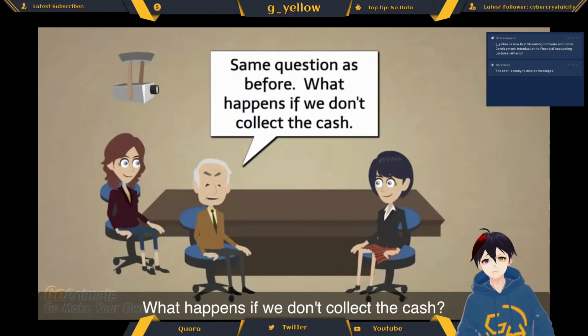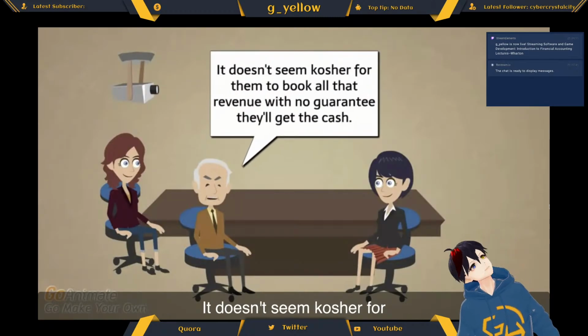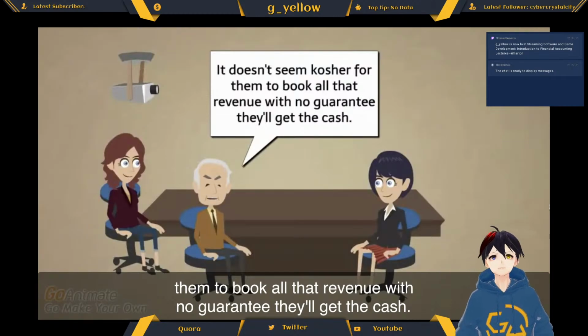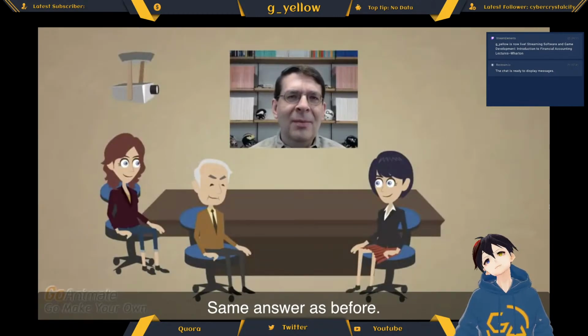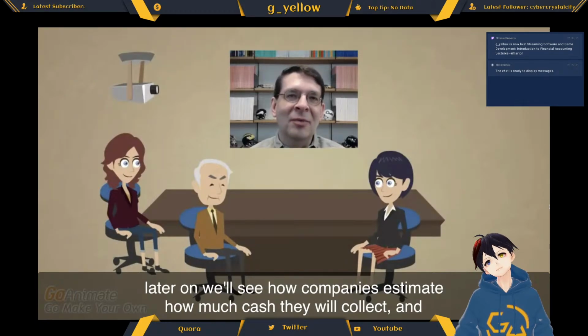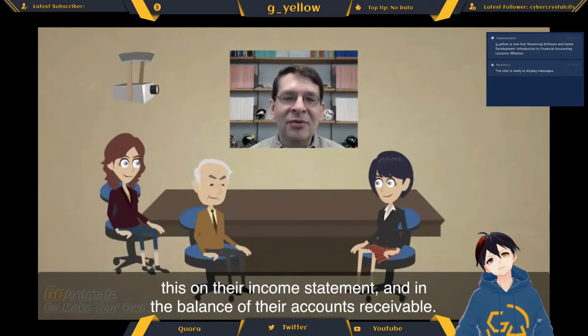Same question as before. What happens if we don't collect the cash? It doesn't seem kosher for them to book all that revenue with no guarantee they'll get the cash. Same answer as before. For now, we're assuming that the company will collect all the cash, but later on, we'll see how companies have to estimate how much cash they won't collect, and then make adjustments for this on their income statement and in the balance of their accounts receivable. So just hang on until later in the course.